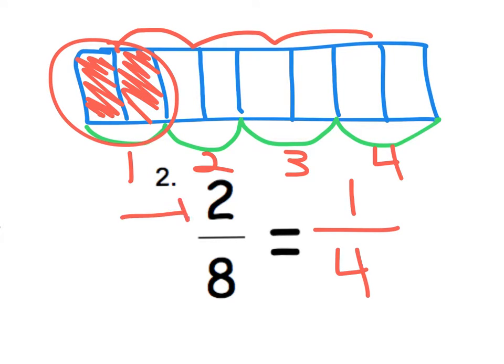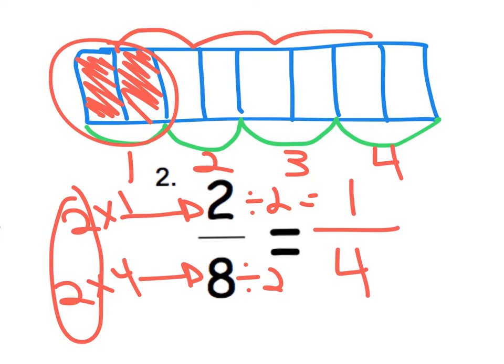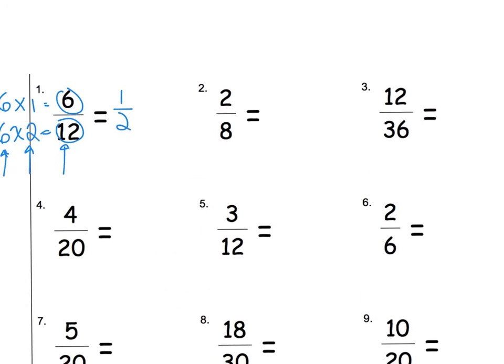So here I have 1, 2. So 2 times 1. And over here I have 4 of them. 2 times 4. What's my greatest common factor? 2. So 2 divided by 2 is 1. And 8 divided by 2 is 4. In other words, 2 is 1/4 of 8. 1/4. We can try any of these as well.